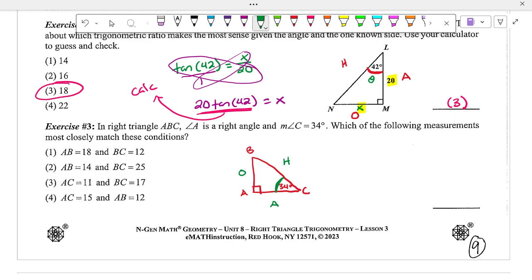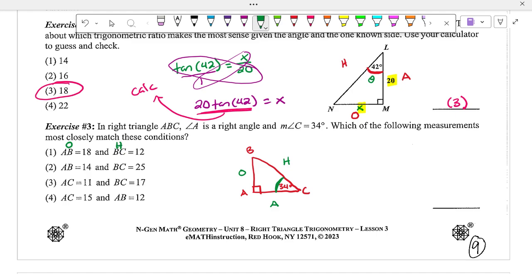Now, essentially, we're just checking to see which ratios make the most sense. In other words, depending on what sides they give us, we'll check the ratio compared to the trig function of that angle measure. So, first off, AB and BC. AB is your opposite, BC is your hypotenuse.